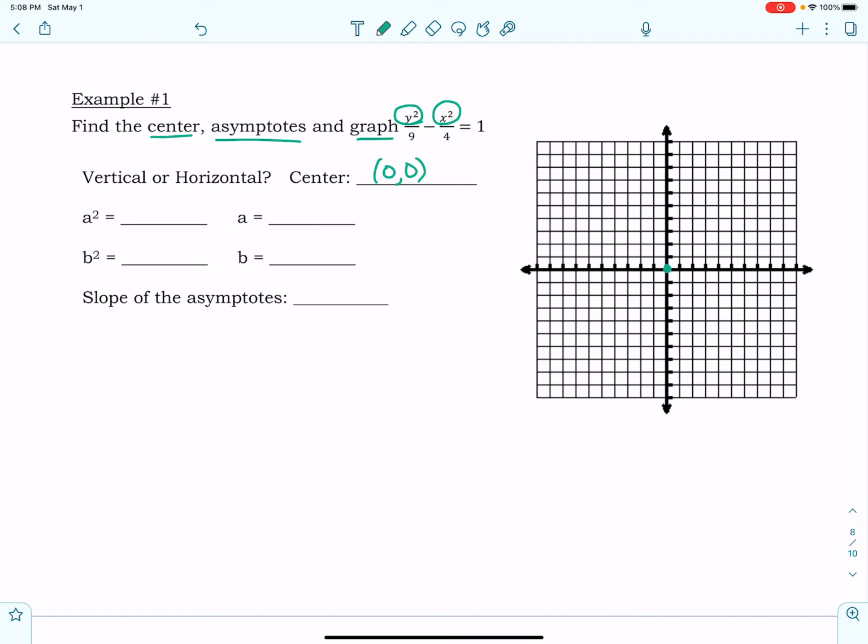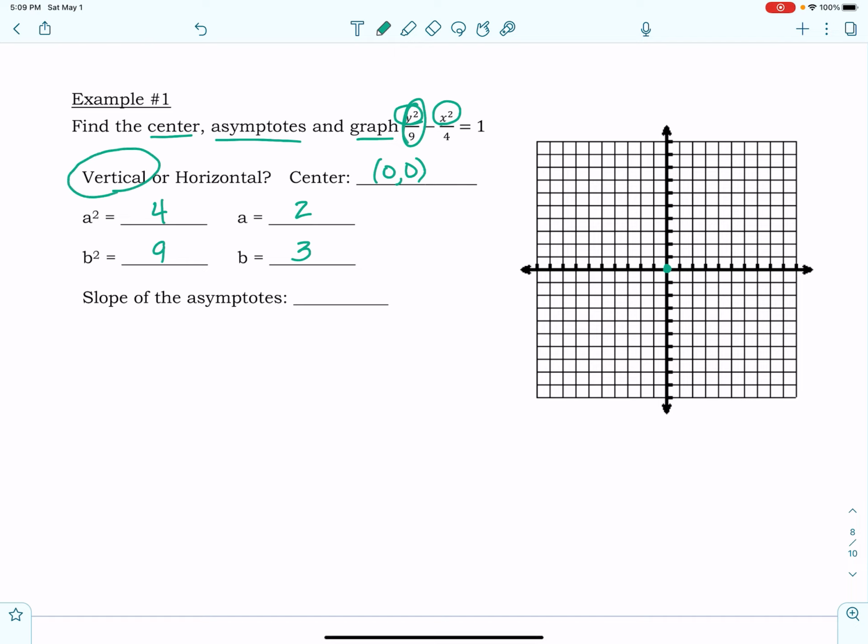And a squared, of course, is under x squared. So that's going to be 4, and then the square root of that is 2. And then b squared is 9, and b, the square root of that, is going to be 3. So the y fraction is the positive one, so that's how we know we're dealing with a vertical hyperbola.